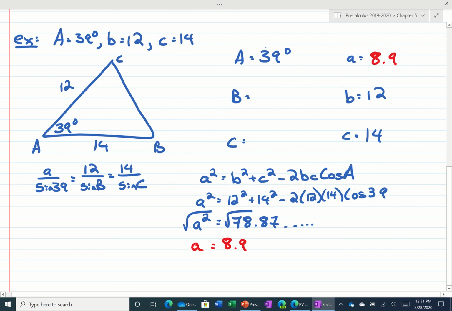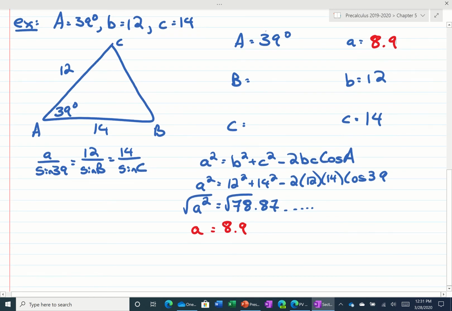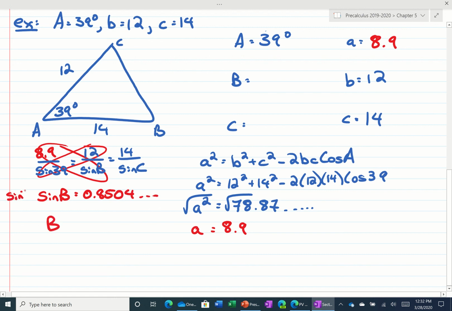And now we do have a full fraction. Because we have a full fraction, we could use the law of sines to finish this. You can't use Pythagorean theorem because that only works with right triangles. So side A would be 8.9. And I'm just going to go ahead and cross multiply here. We'd get that the sine of B is equal to 0.8504. But to get angle B, we have to take the inverse sine of both sides. And that would be 58.3 degrees.